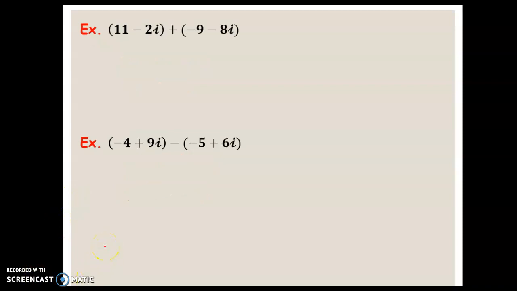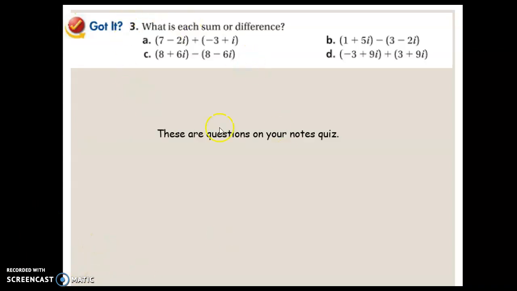All right, the same thing's happening here, except you've got some more negatives you've got to deal with. Got to make sure you know what you're doing with that. These are the questions that are going to be on your notes quiz.